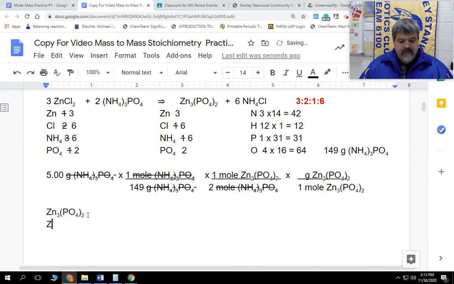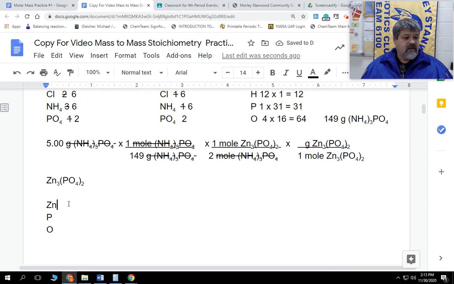So I have zinc, Zn, phosphorus, and oxygen. There's only 3. 1, 2, 3. I see 3 capital letters. That helps me out. So how many zinc do we have? If I go like this, I'm going to have 3 zinc. Phosphorus, I have 1 times the 2, so I have 2 phosphorus. Oxygen, I have 4 times the 2, so I have 8.